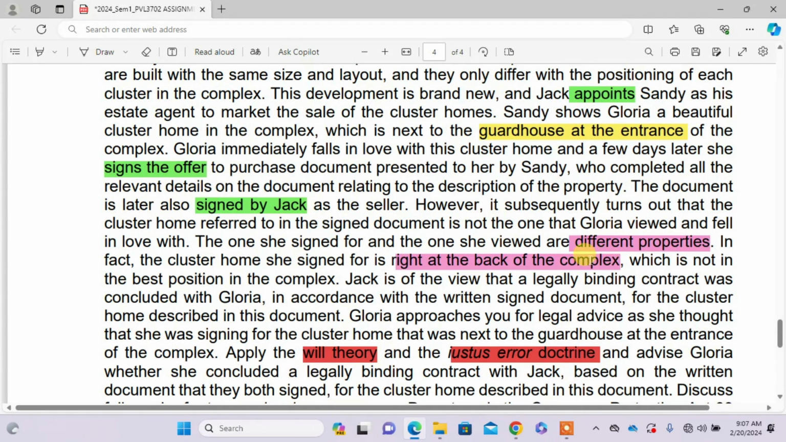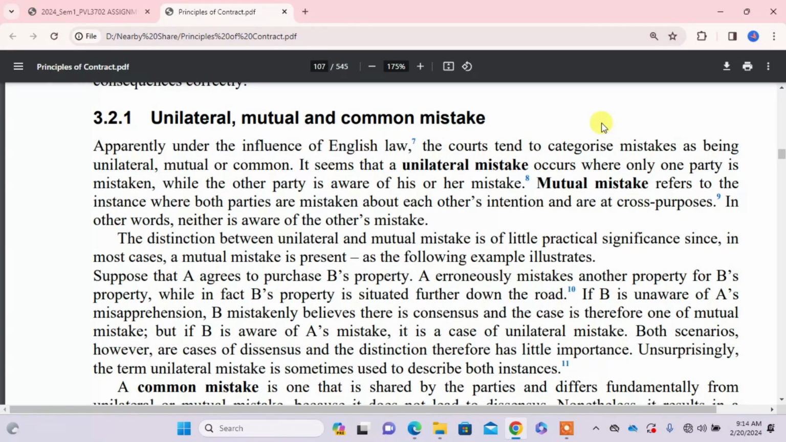Gloria is looking for the cluster home next to the guardhouse at the entrance, and Jack is selling the one that is right at the back of the complex. Remember, we are dealing with consensus now, to find whether there is consensus between Jack and Gloria. So now we have to read 3.2.1, which is about unilateral, mutual and common mistake.